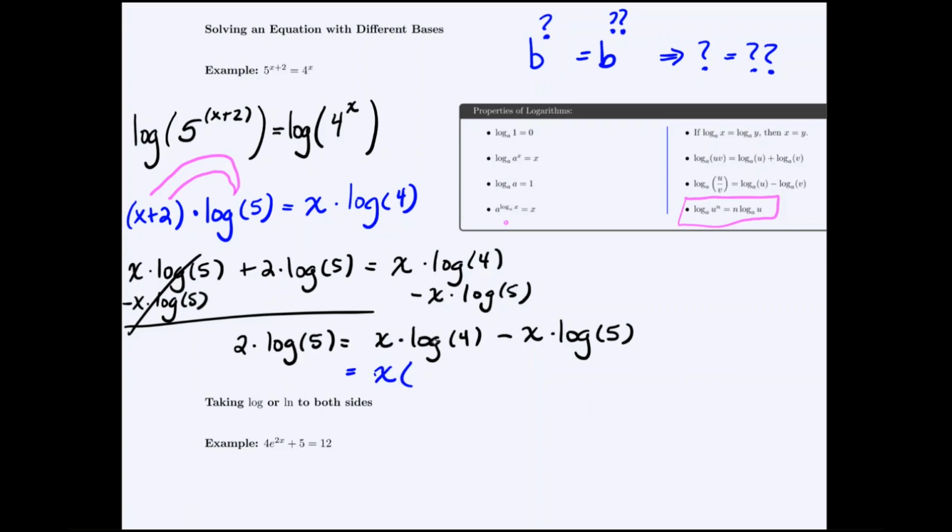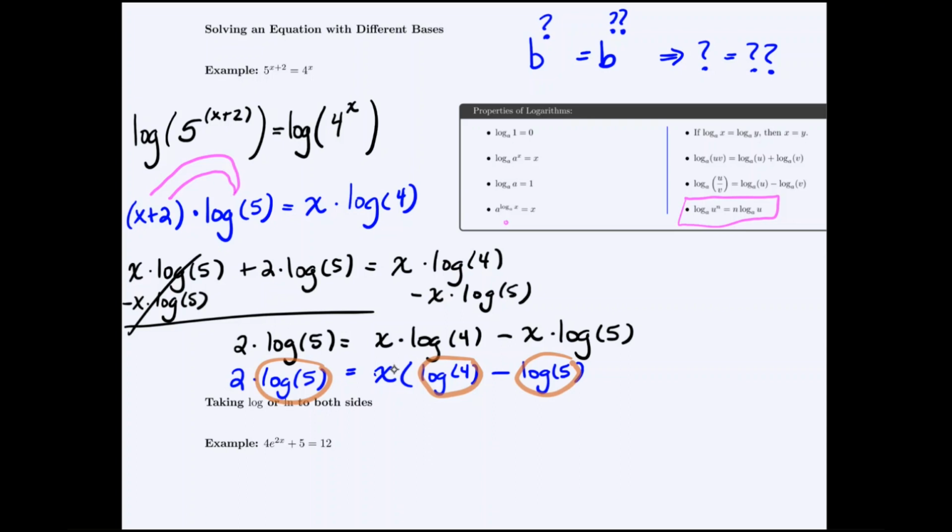If you take an x out of this term, that just leaves you with the log of 4. If you take an x out of this term, that just leaves us with the log of 5. All of this was equal to 2 times log of 5. Now, it's a lot of symbols, but we're going to stay focused. These are all numbers your calculator knows. We just have to keep writing it and then eventually type it in correctly to our calculator.